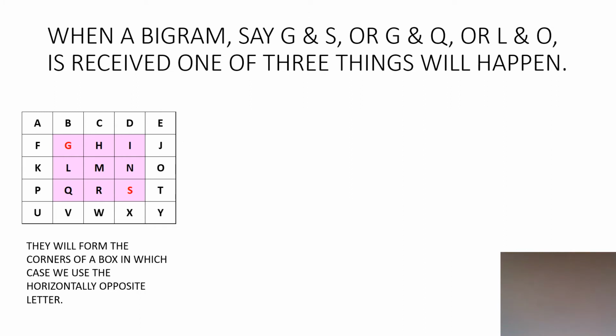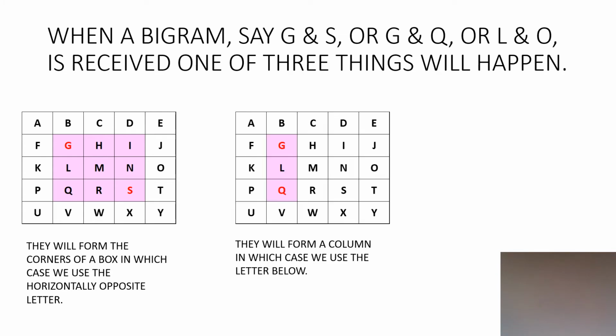Now, what we do is we send bigrams, or we send a message and then we write all the letters down, and then we split them into twos. Now, when you put any two of those letters onto the matrix, they'll do one of three things. They form the corners of a box, in which case we use the horizontally opposite letter. So for G, it would be I. For S, it would be Q, but more of that in a moment.